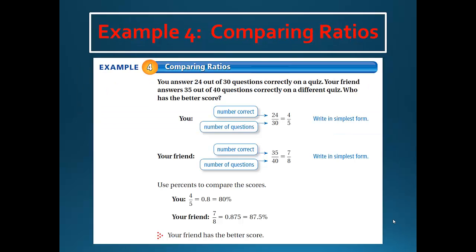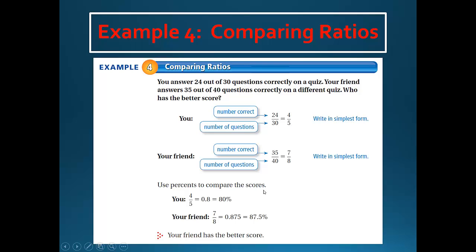For our fourth example, we're comparing ratios. You answered 24 out of 30 questions correctly on a quiz. Your friend answers 35 out of 40 questions correctly on a different quiz. Who has the better score? In order to find this out, we're going to write our ratios first. If we answer 24 out of 30, that would be 24 to 30. We can then simplify this to 4 to 5. If our friend answers 35 out of 40, we write this as a ratio 35 to 40, and then we simplify, that is 7 to 8.